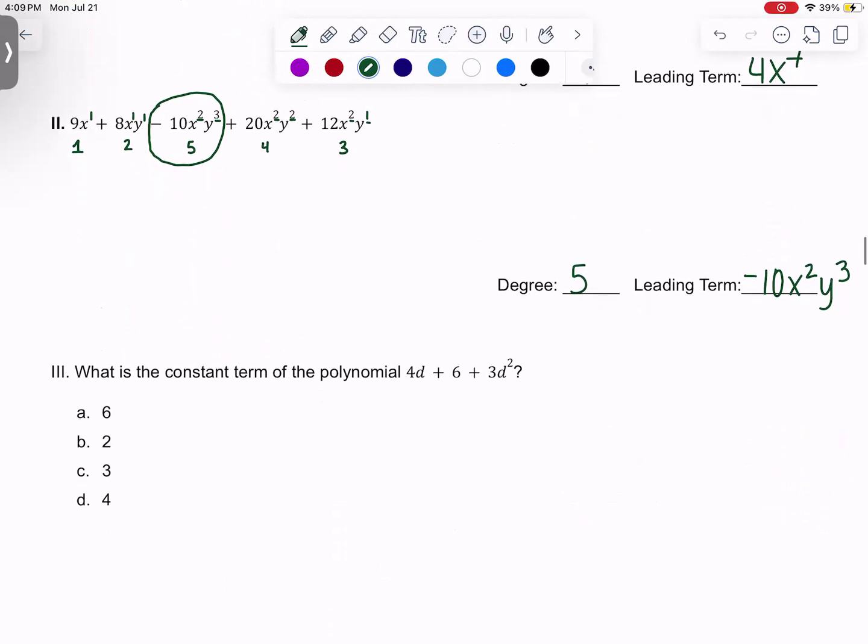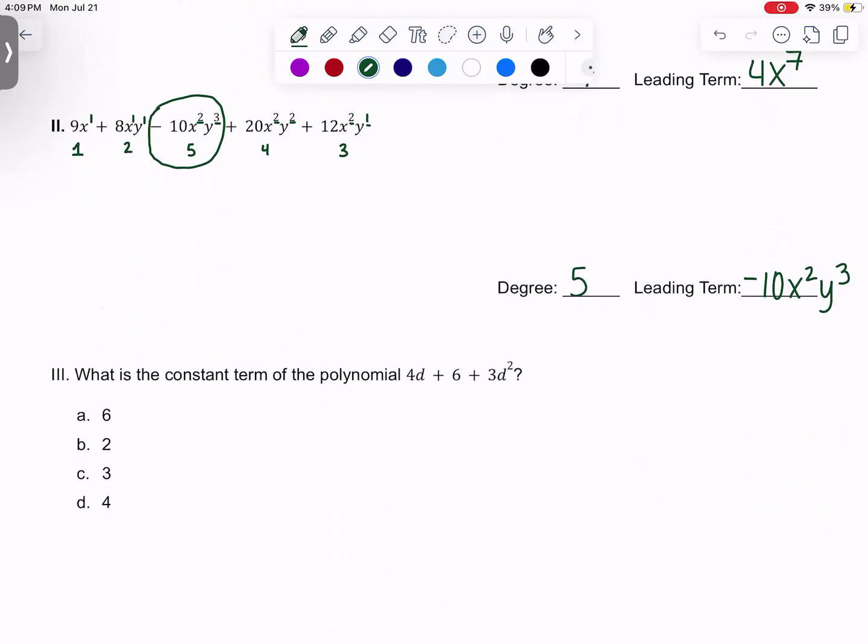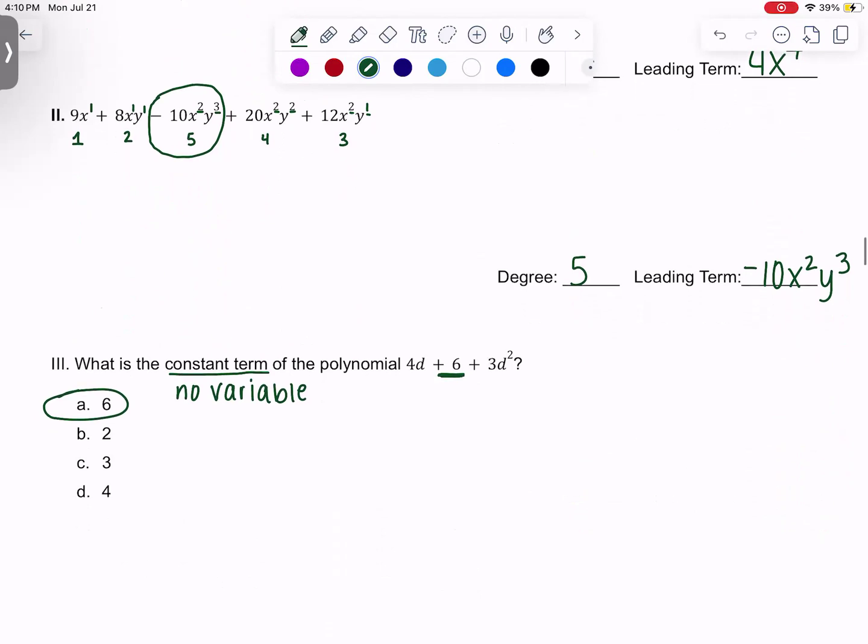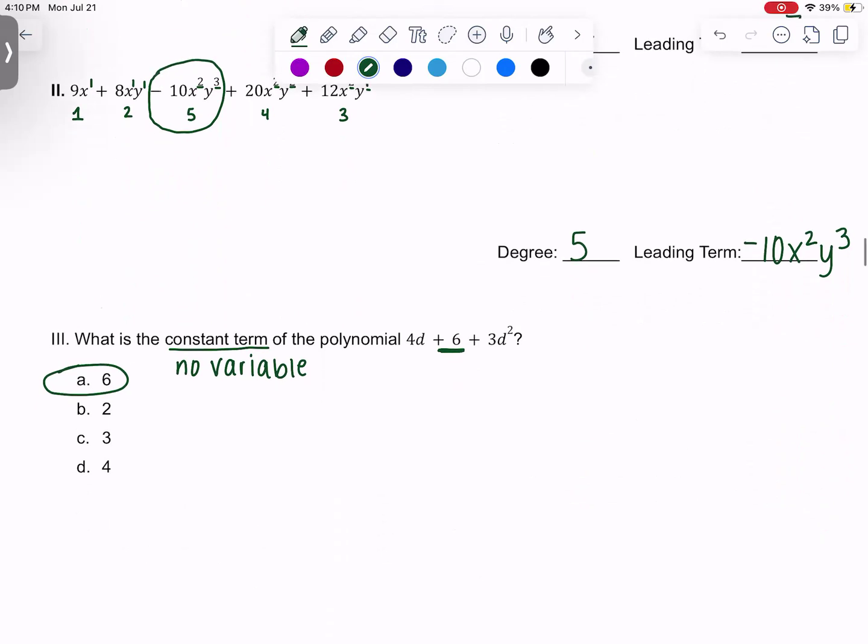Finally, what is the constant term of this polynomial? Constants, underline it, have no variable. So the constant here is 6. Choice A, +6. Let's keep going, some notes.